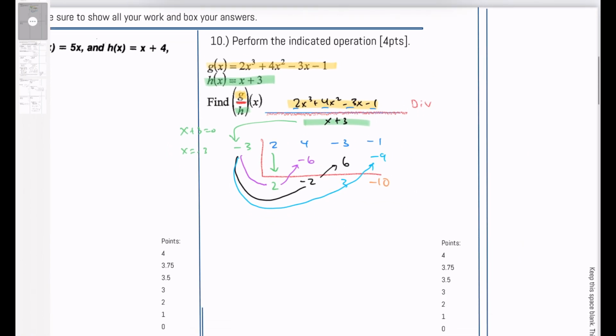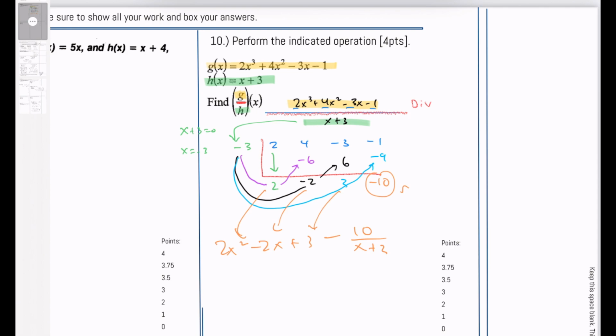So my answer is, this is my remainder. And that becomes the constant. Add an x, add one more x. Okay, so that's what happens when you divide g by h.